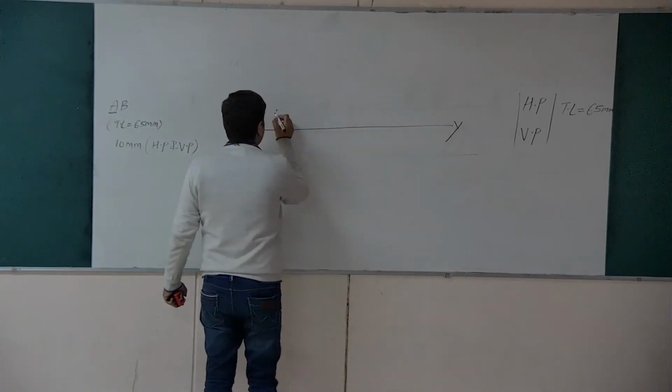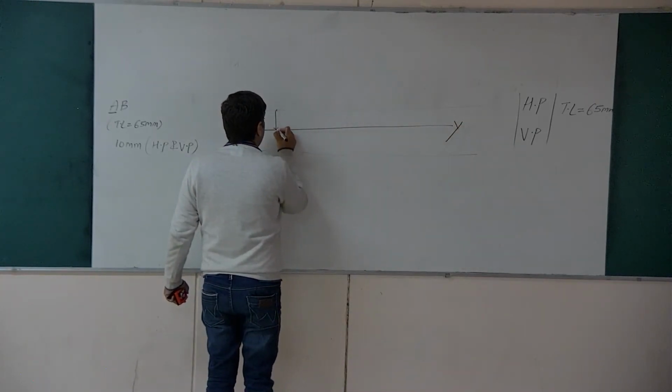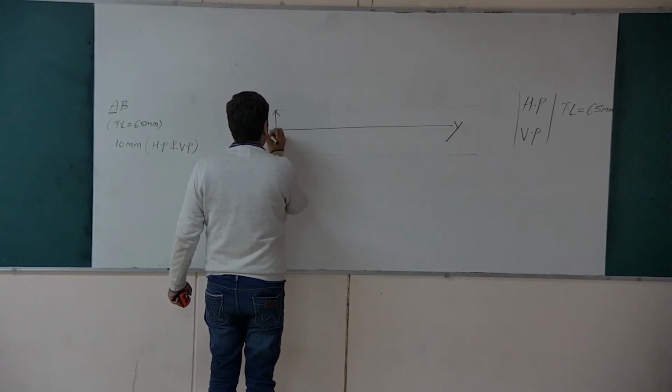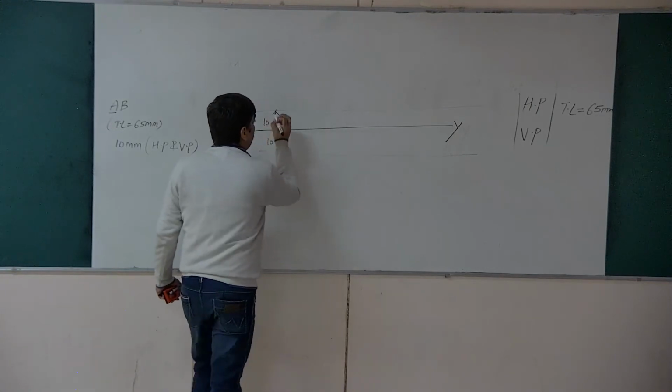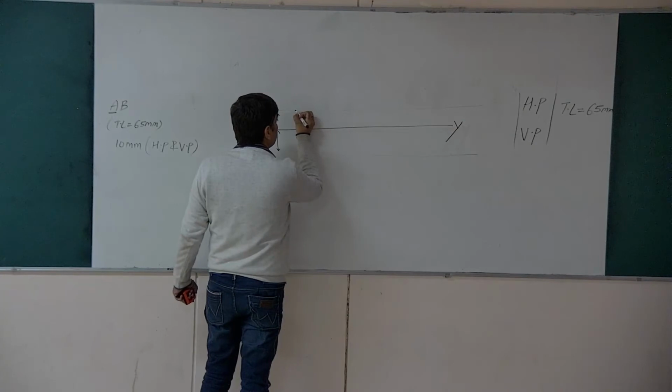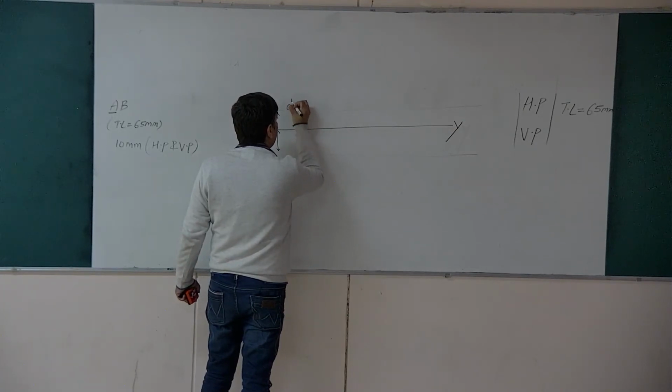So this is your 10 mm above XY and 10 mm below XY, and the point is anywhere on this line. इस लाइन पे कहीं पे भी, तो इसको हम बोलते हैं लोकस. तो लेट अस से फ्रंट व्यू की इंफॉर्मेशन a dash.